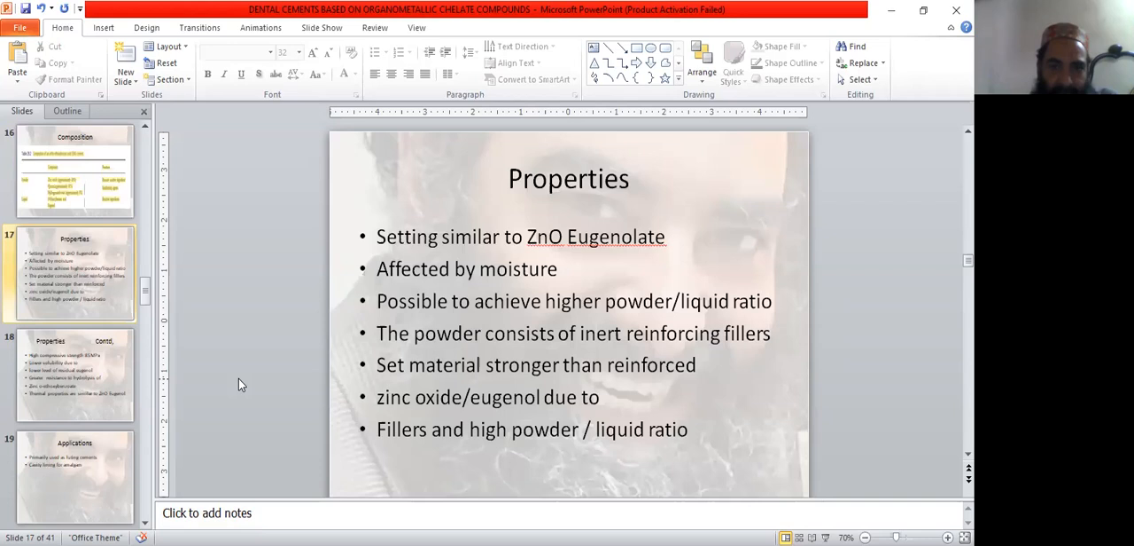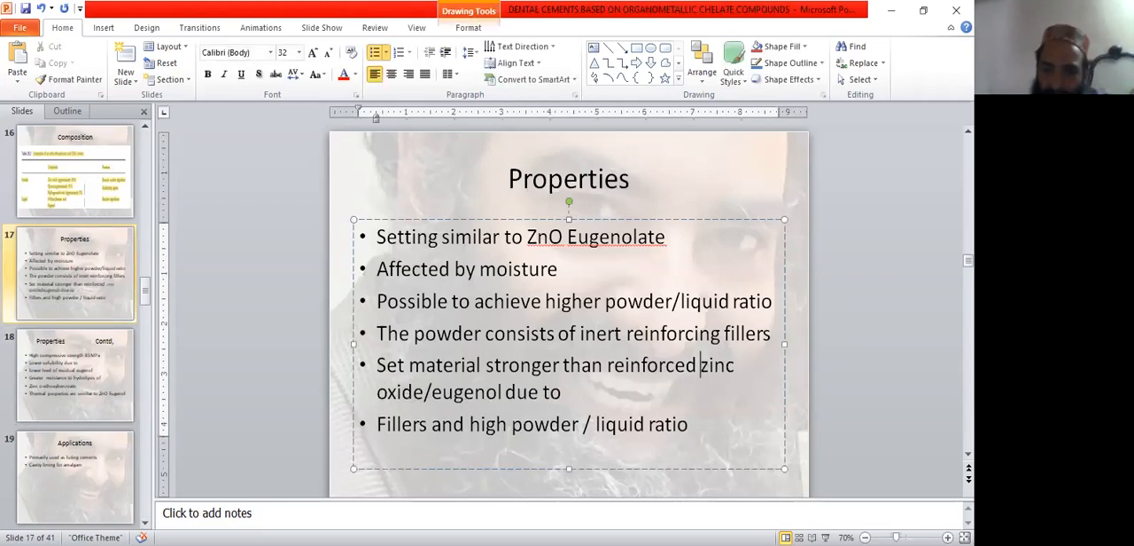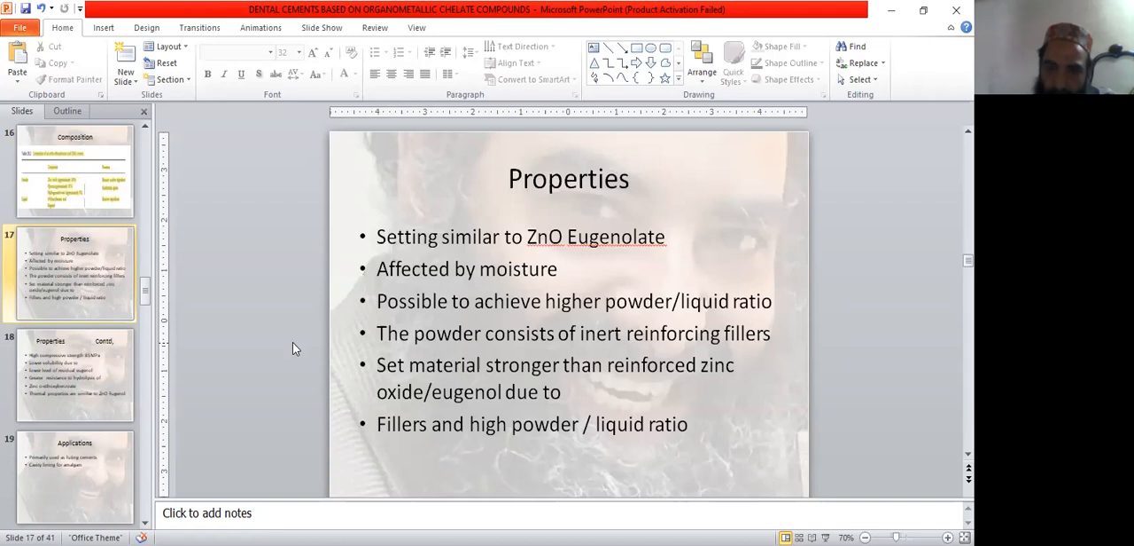Properties: setting similar to zinc oxide eugenolate, affected by moisture, possible to achieve higher powder liquid ratio. Powder consists of inert reinforcing filler. Set material is stronger than reinforced zinc oxide eugenol due to fillers and high powder liquid ratio.